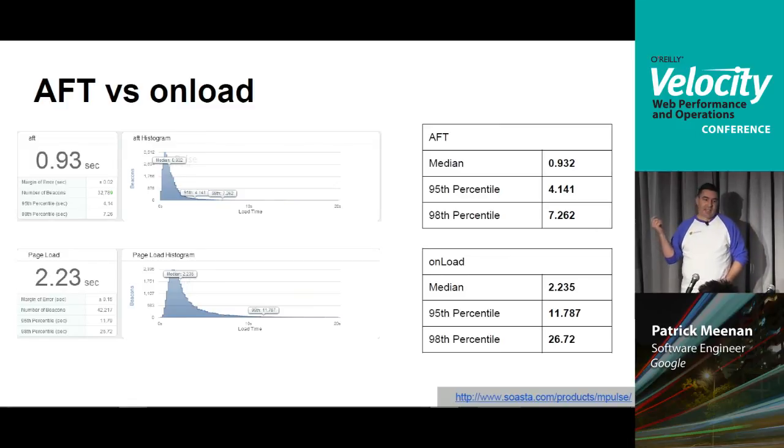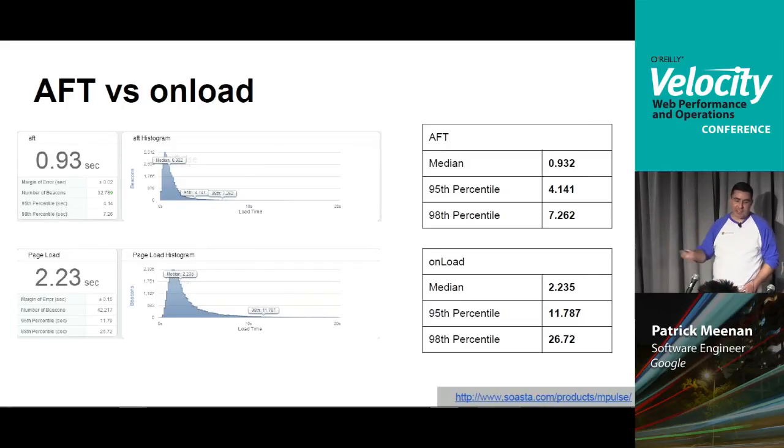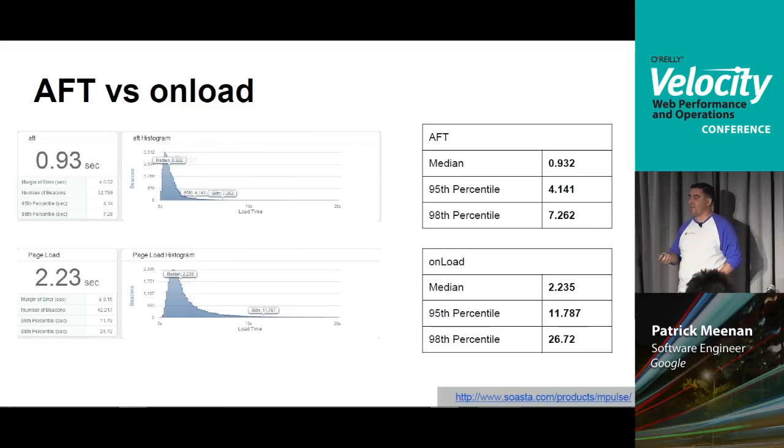It's insane. I'm not terribly pleased with a 4-second above the fold time for the 95th percentile, but it's not bad compared to the 11 seconds that the page load time is, or the 26 seconds that the 98th percentile falls off to for the page load time. So if you're optimizing for the page load time, there's a good chance you're not optimizing for the user experience, even if you are tracking it through RUM.